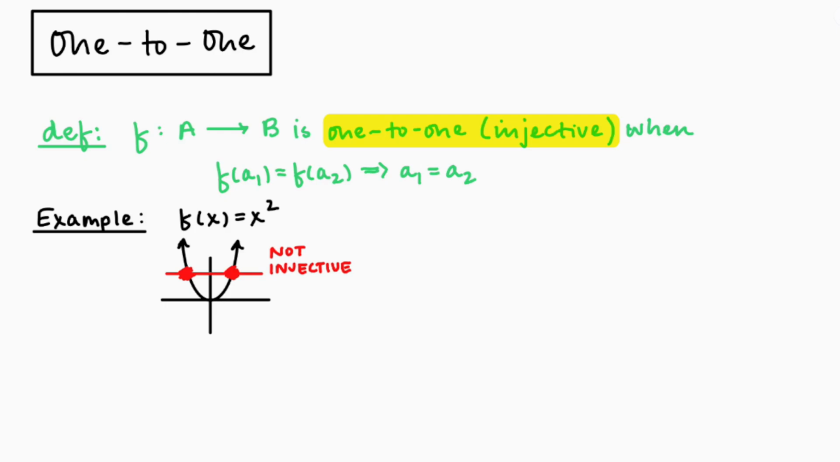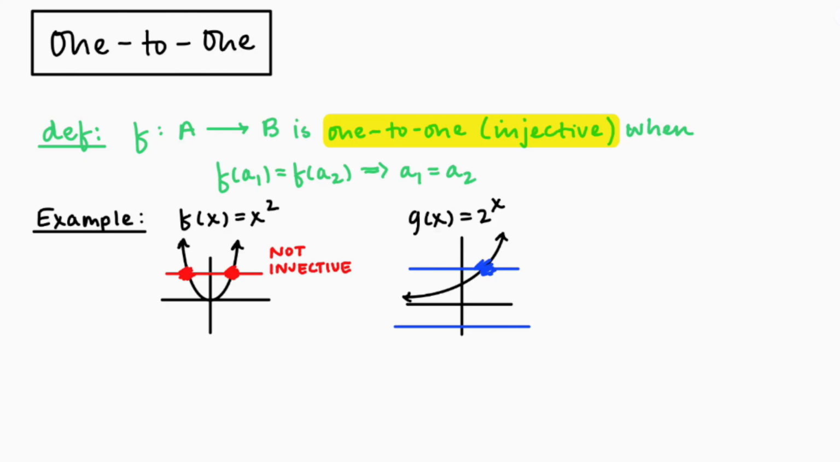But if I switch my perspective a little bit and think about g of x equals 2 to the x, this one is going to be injective, because if I run a horizontal line through, I have at most one intersection. Okay, and it's all right if I go down here and I have no intersections. That's fine. As long as I don't have repeated outputs, that would make a function injective.